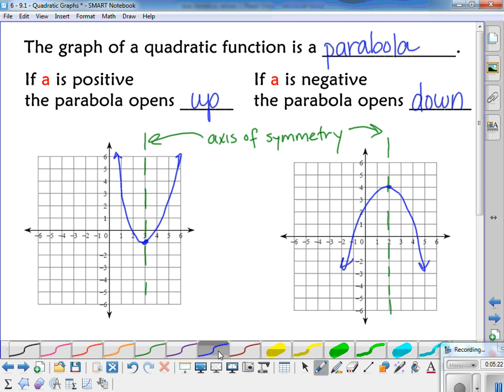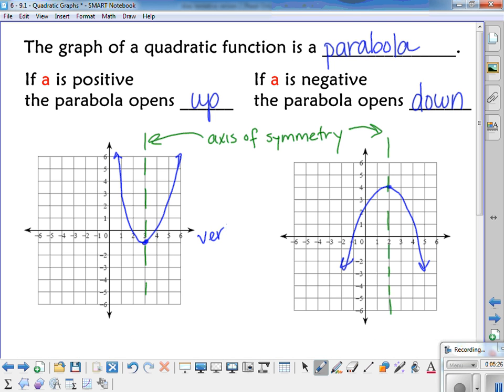The vertex is the point either at the top or the bottom, depending on which way it's going. So that's the vertex for that one, and the vertex for the other one. In this case, the vertex is at 3, -1, and over here my vertex is at 2, 4.